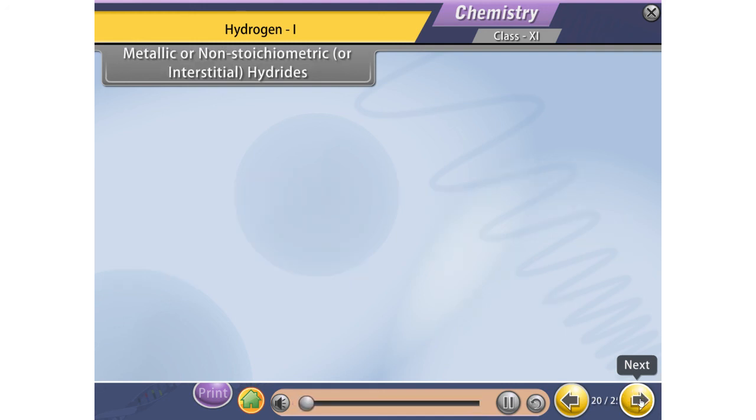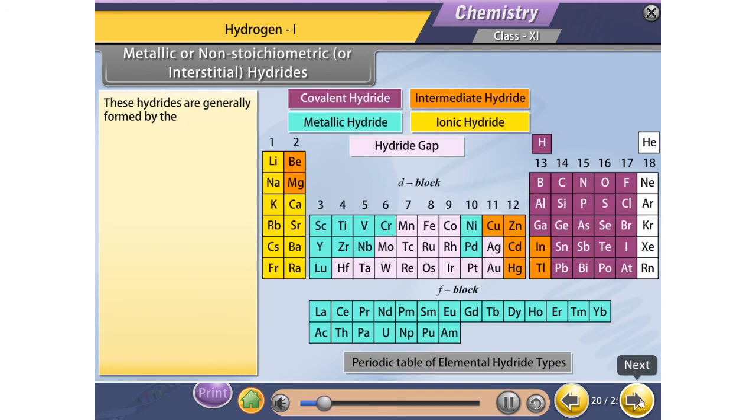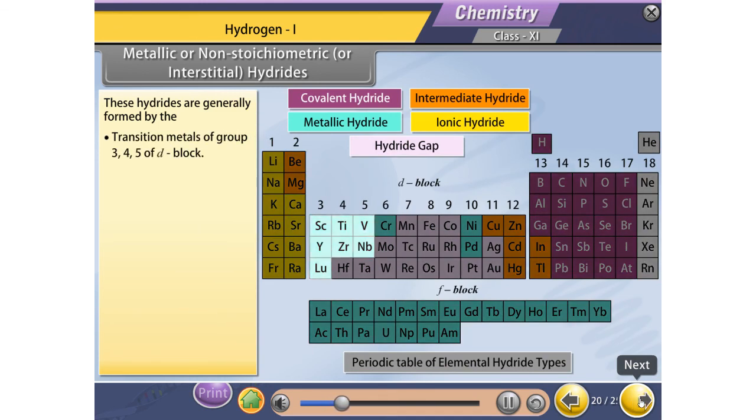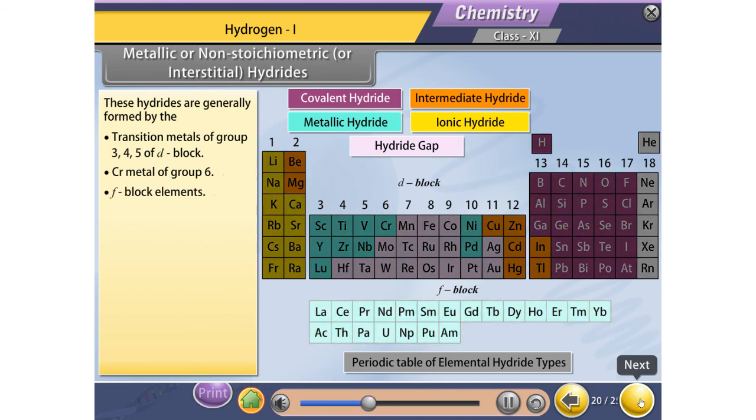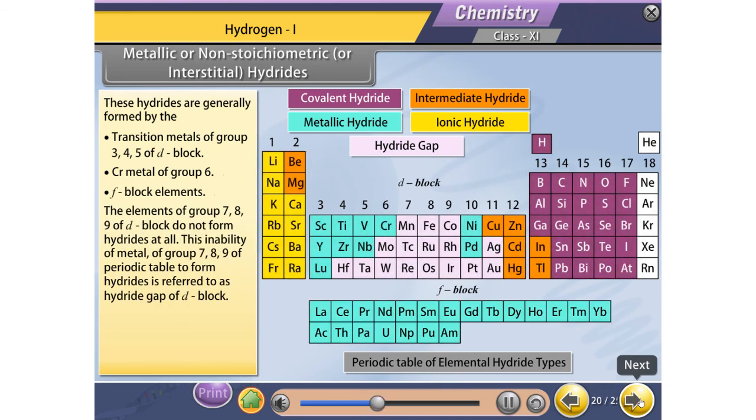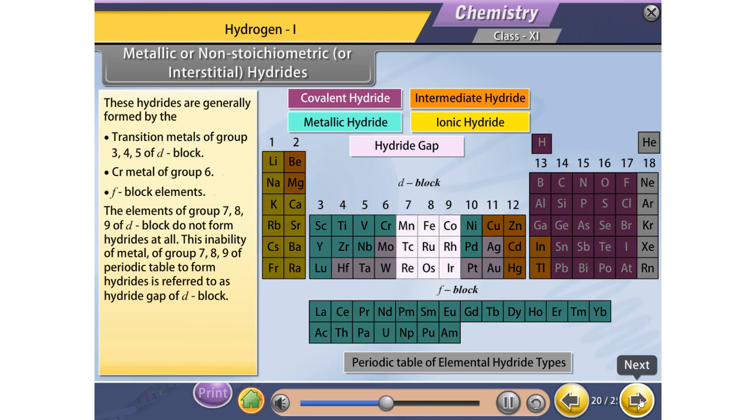Metallic or non-stoichiometric or interstitial hydrides. These hydrides are generally formed by the transition metals of group 3, 4, 5 of the d-block, Cr metal of group 6, and f-block elements. The elements of group 7, 8, 9 of the d-block do not form hydrides at all. This inability of metals of group 7, 8, 9 of the periodic table to form hydrides is referred to as the hydride gap of the d-block.